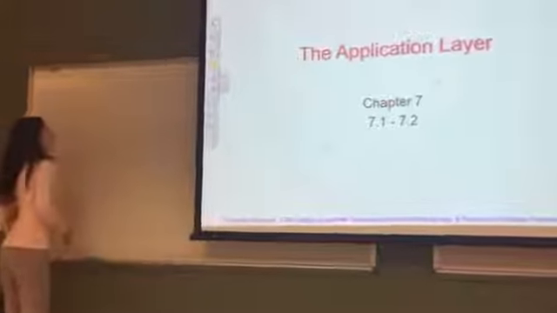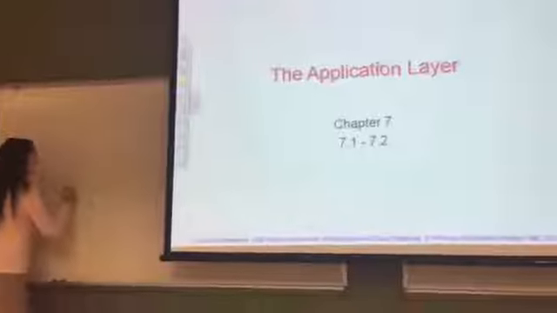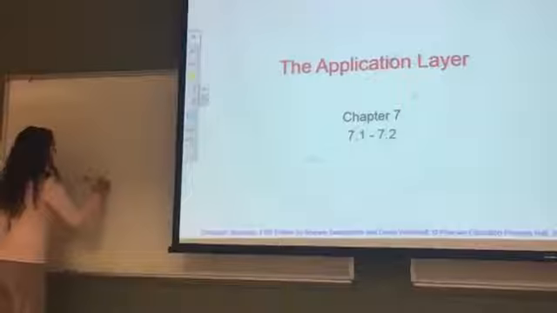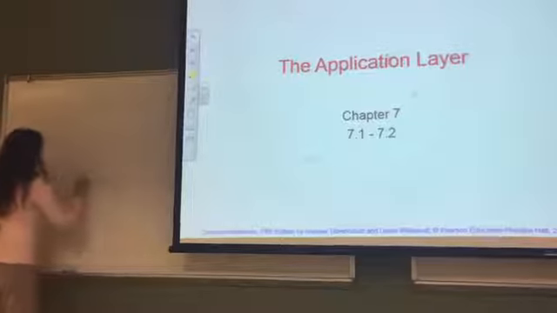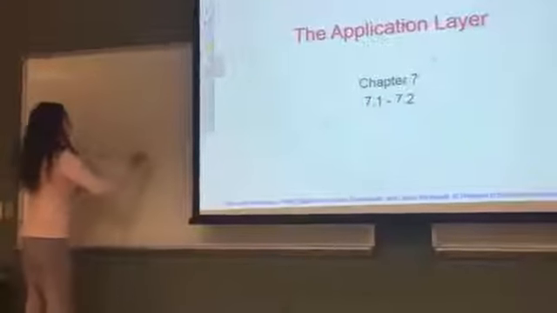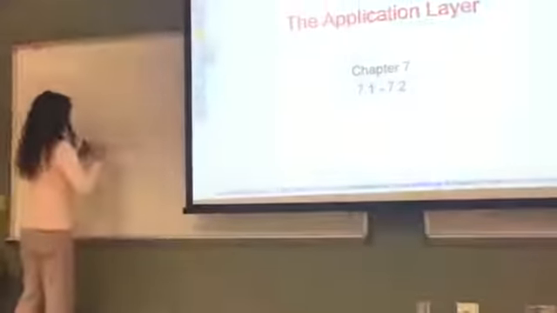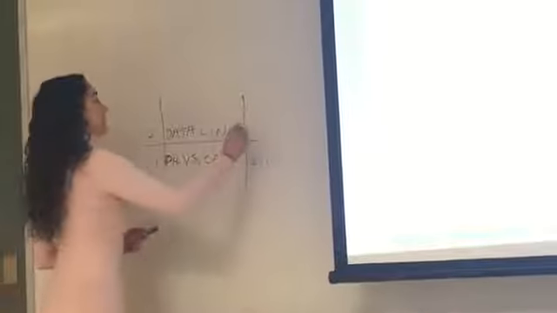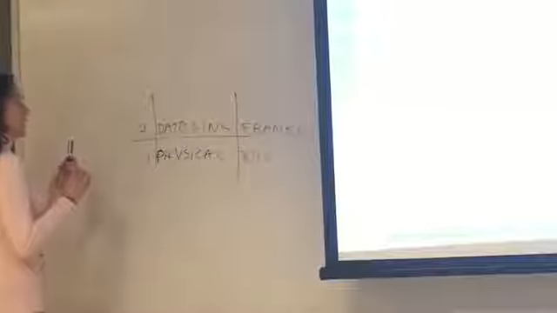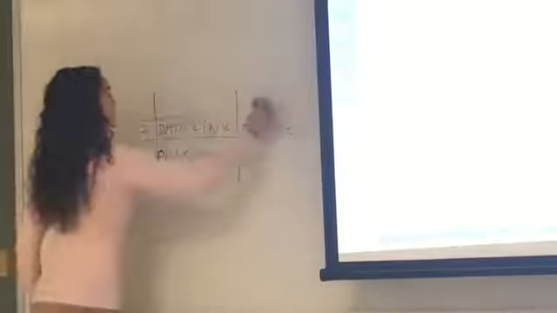So in our network model, the first layer we saw was the physical layer. In the physical layer we had bits. The next layer was data link. In the data link layer we created frames to give some structure to the endless stream of zeros and ones.